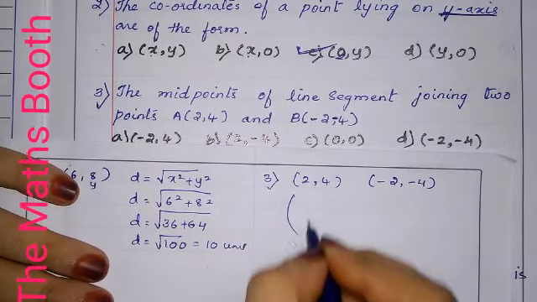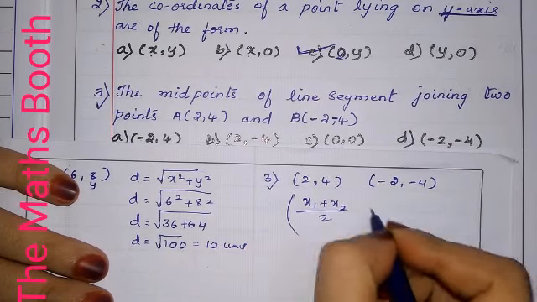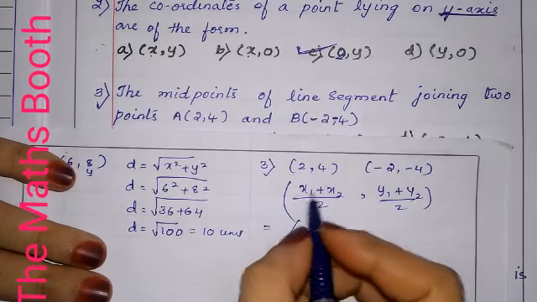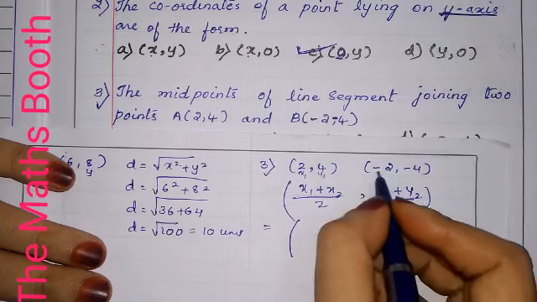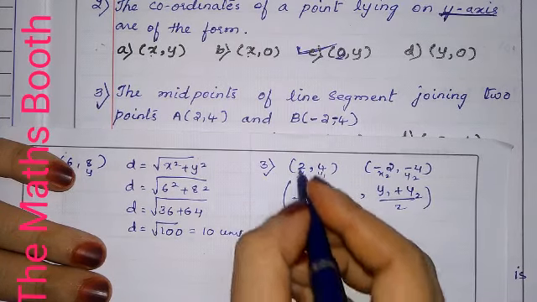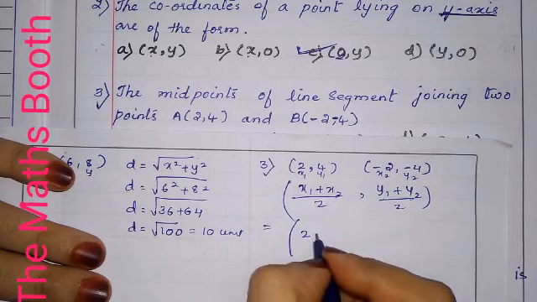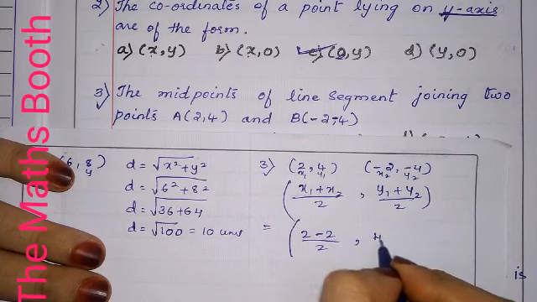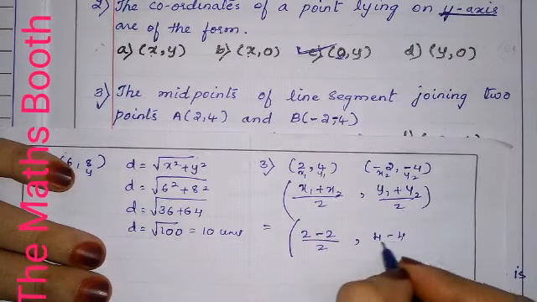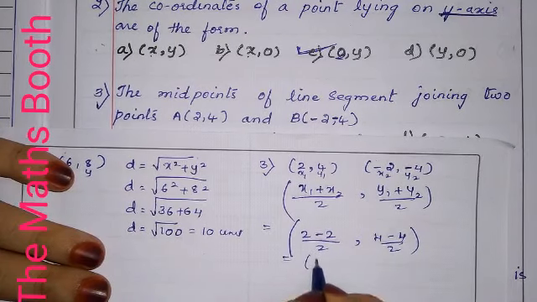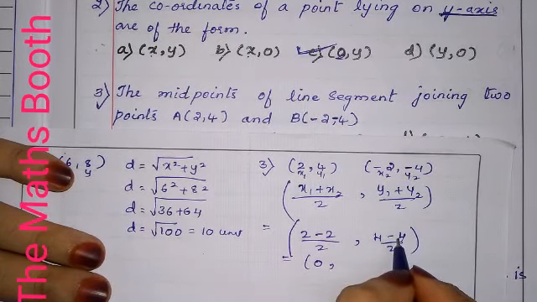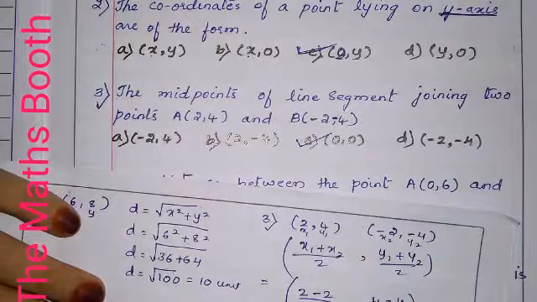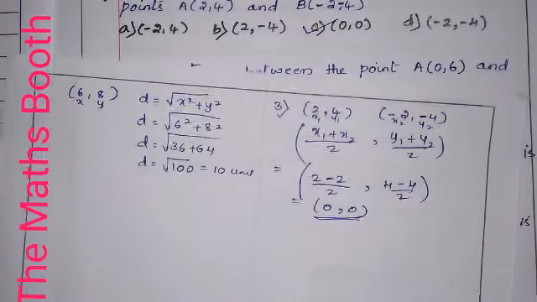We know the midpoint formula is x1 plus x2 by 2 comma y1 plus y2 by 2. We'll solve quickly. First point x1, y1, second point x2, y2. So 2 plus minus 2 by 2 comma 4 plus minus 4 by 2. 2 minus 2 is 0, 0 by 2 is 0, 4 minus 4 is also 0 and 0 by 2 is 0. So the answer is 0, 0. C, 0, 0 is the answer. Let us see the next question.